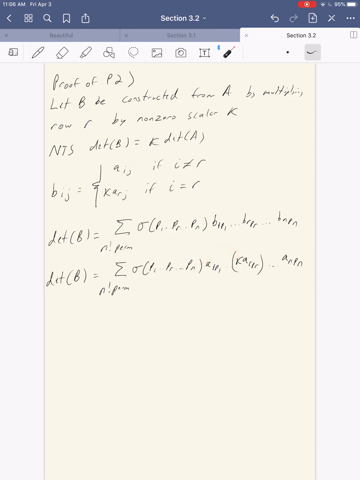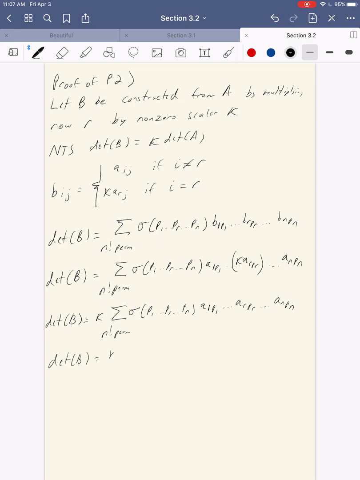Now what we can see is that since this is multiplication, K could be put right there, or right there, or it could be put outside the summation. So the determinant of B is K times the summation of the n factorial different permutations, of A1, P1, then down to ARPR, then down to ANPN. This, of course, is the definition, right? Each of these matches the column positions there. These are in ascending row order. So this is exactly the definition of the determinant of A. So we get determinant of B is K determinant of A. And that's exactly what we wanted to show.